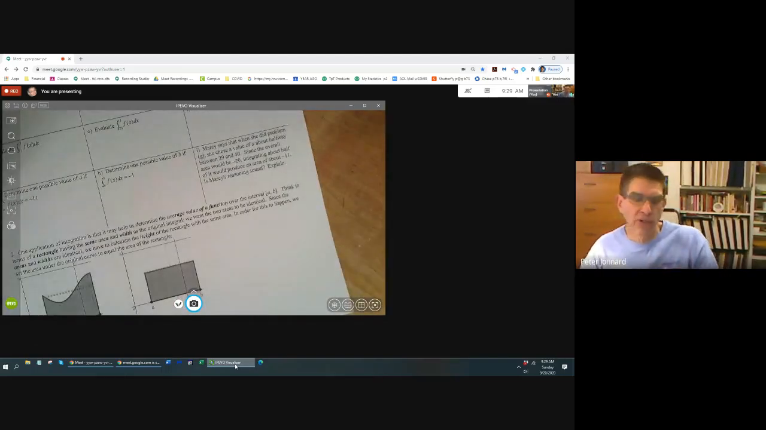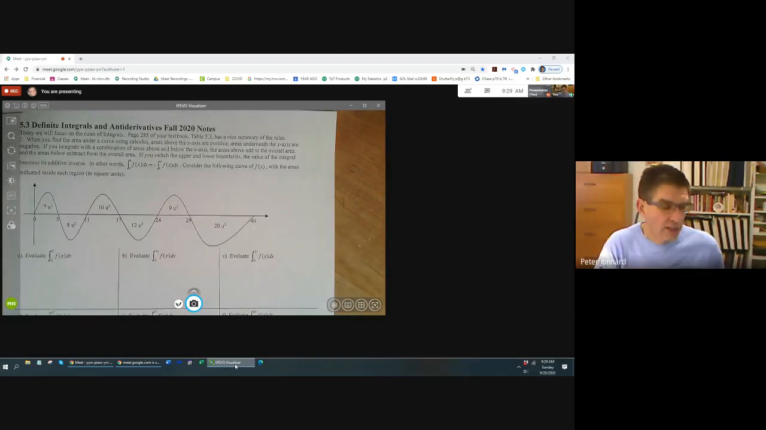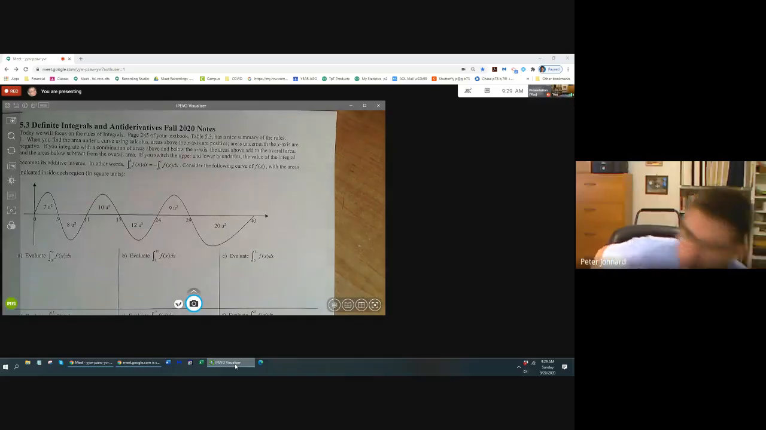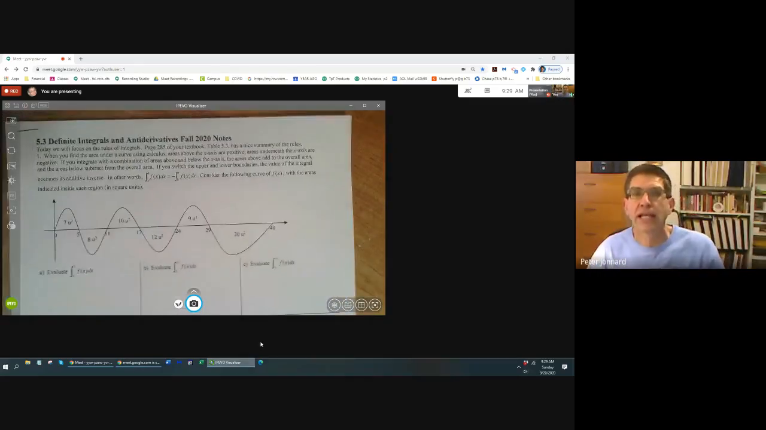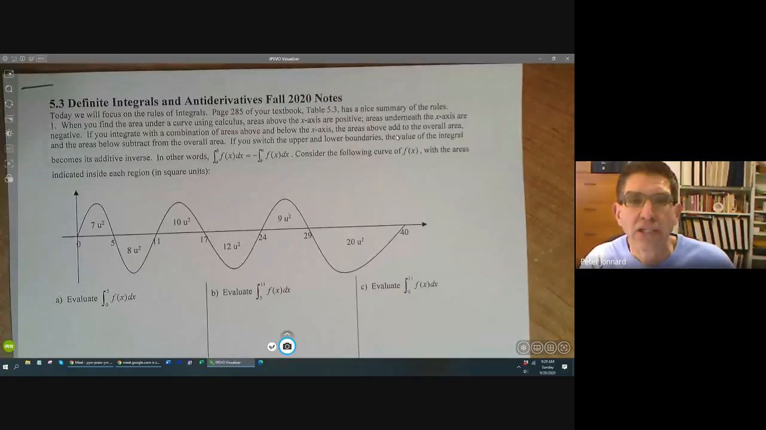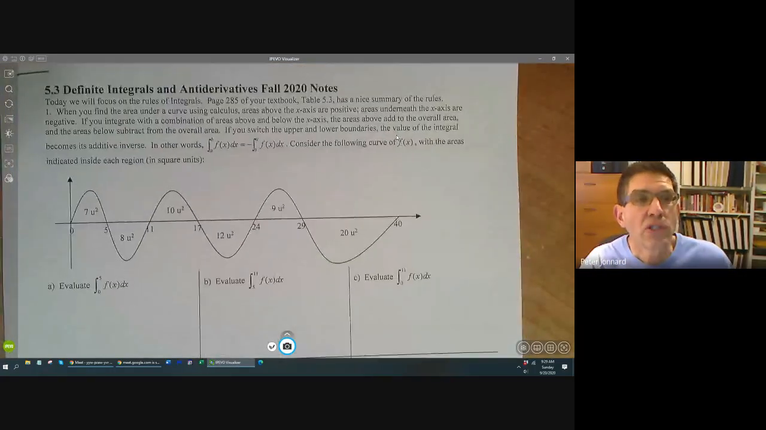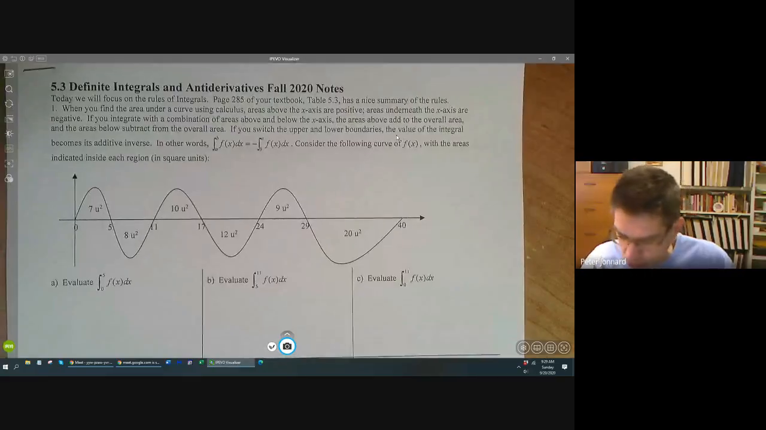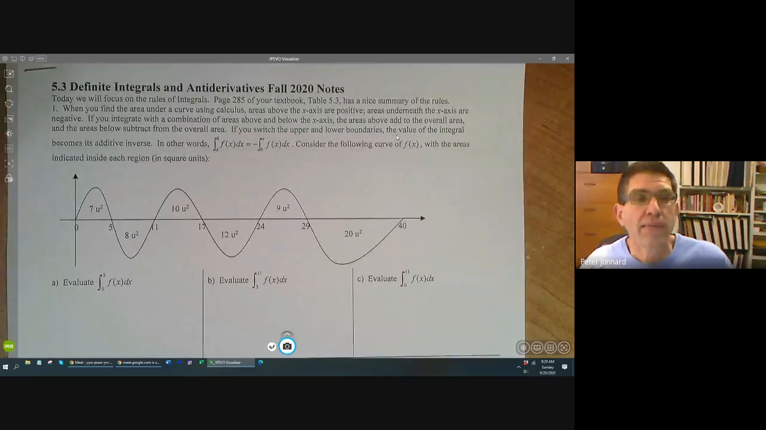I may have written it backwards on the Google document that I was creating, but I do recommend that you at least look at that to get a sense for what's going on there. Okay, so this is called definite integrals and antiderivatives. The notes section, and then you'll have homework out of the book. And you'll do a Google document as well.